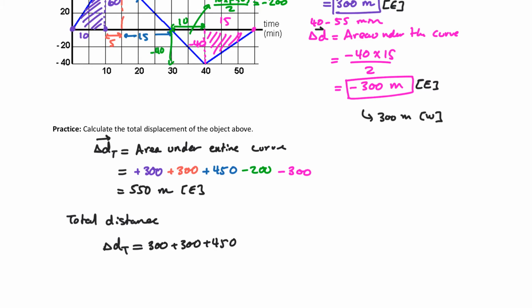When we say negative 200 and negative 200, that means the person or the object was moving backwards. For distance, we don't care if they're moving backwards or not. They are traveling that amount, and we need to include them. So instead of negative 200 here, I'm going to use positive 200, and for negative 300, I'm going to use positive 300. Add them all up, I'm going to get 1550 meters.